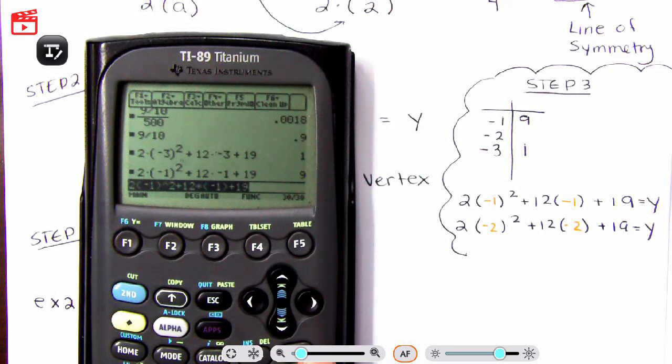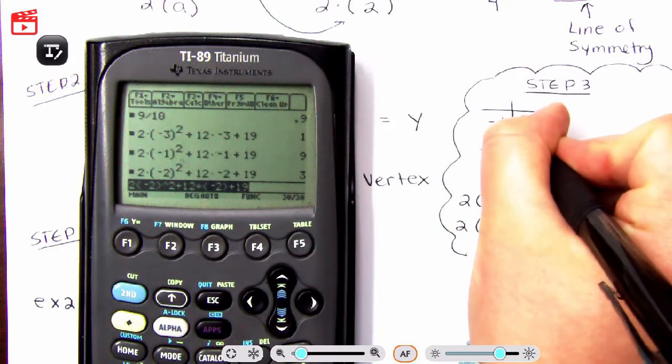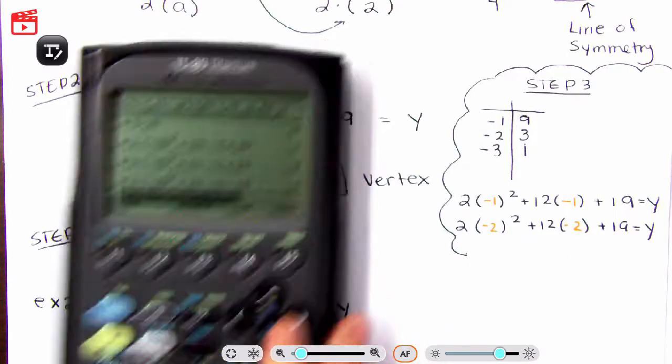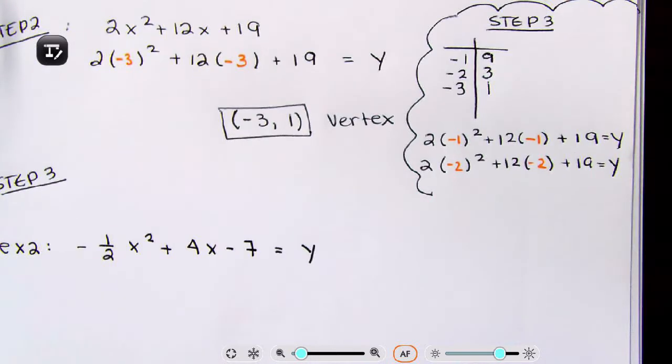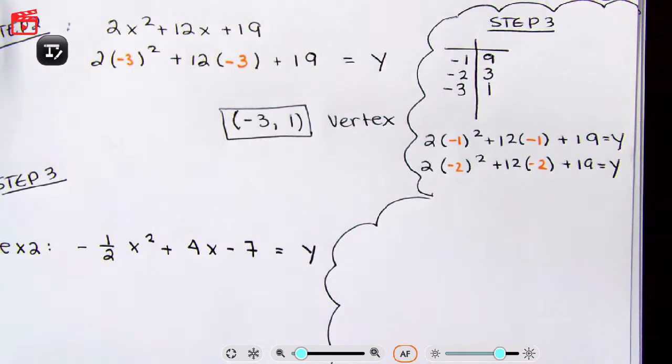One more time, we're going to type all of that out, but this time my input is negative 2. So 2 times negative 2 squared plus 12 times negative 2 plus 19, and that one is 3. So that's step number 3. I'm going to go ahead and excuse this example for right now. I'm just going to keep doing a bubble.